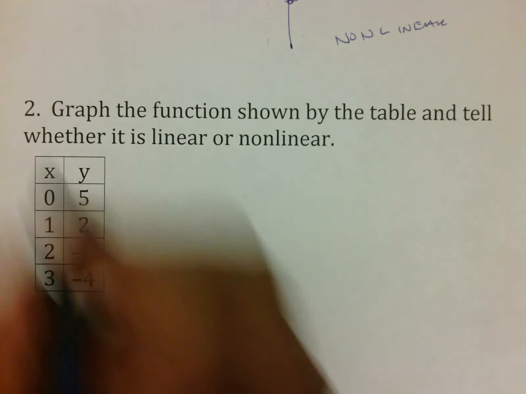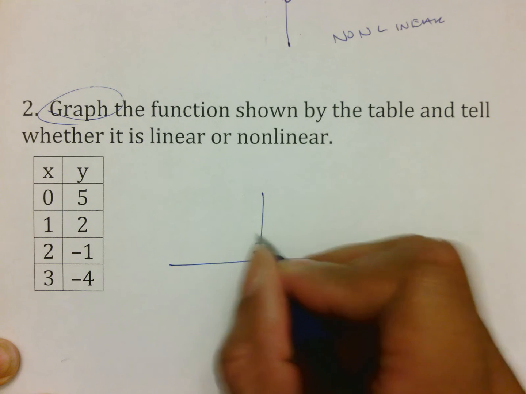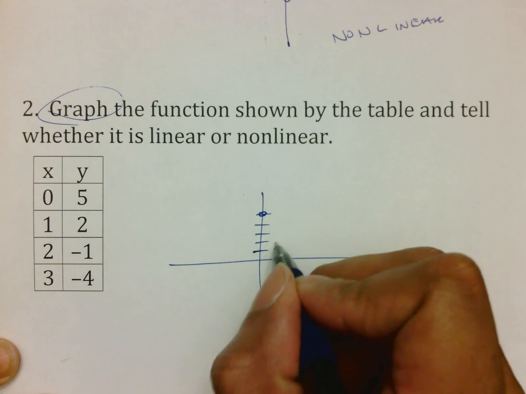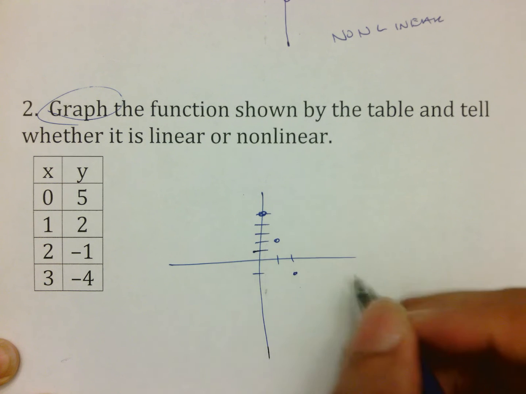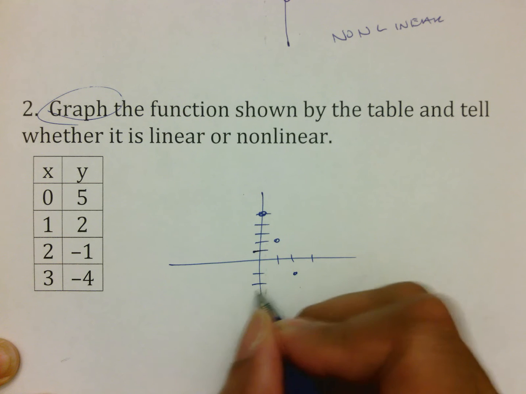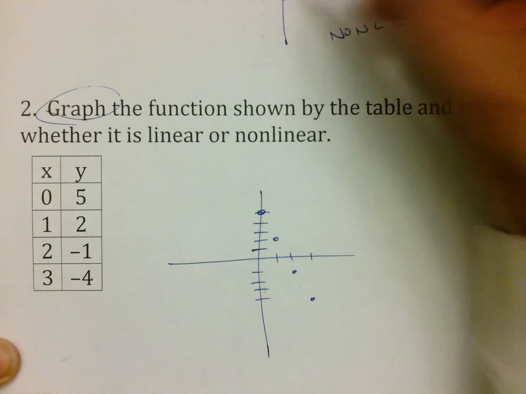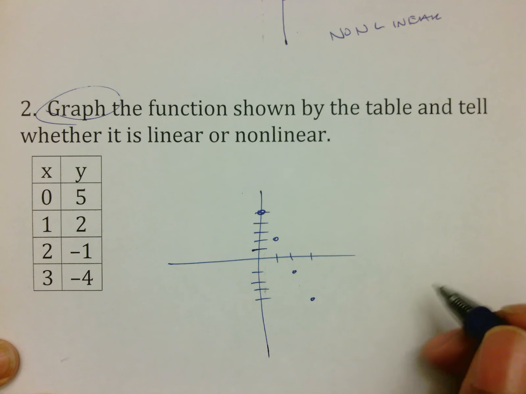Alright. Again, number 2 just wanted a graph. 0, 5 is here, means don't go left or right, but do go up 5. 1, 2 means go over 1, up 2. 2, -1 means over 2, down 1. 3, -4 means go over 3, down 4. Again, whether you connect these lines or not, I'm not really worried about. Just make sure your points are in the proper spots. That's why we had those Cartesian points.